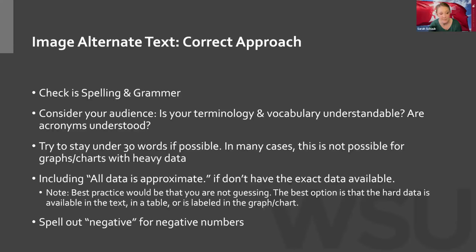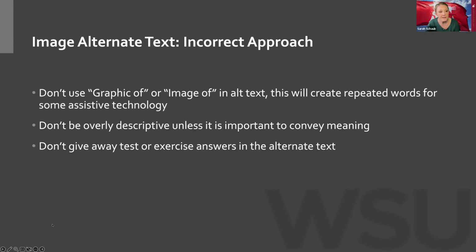In many cases, this is not possible for graphs and charts with heavy data. But if that's the case, you can always link to more information. Including all data is appropriate. If you don't have the exact data available, again, using maybe a table for supplemental information. Best practice would be that you are not guessing. The best option is that hard data is available in the text, in a table, or is labeled in the graph or chart. Spell out negative for negative numbers rather than using the symbol.